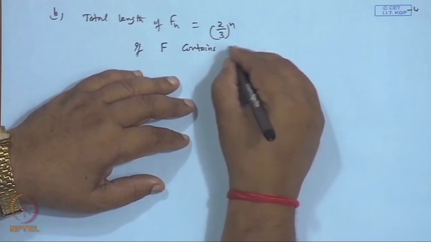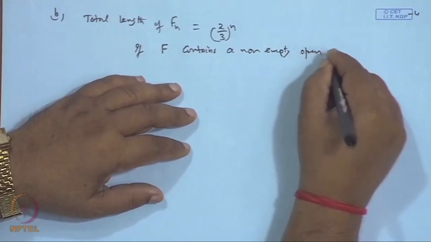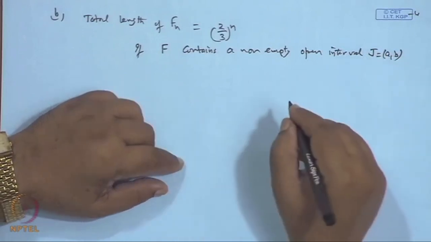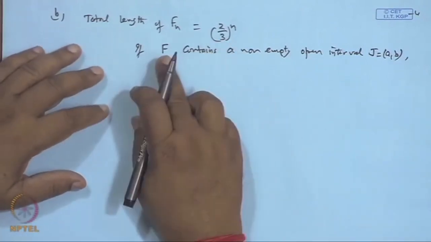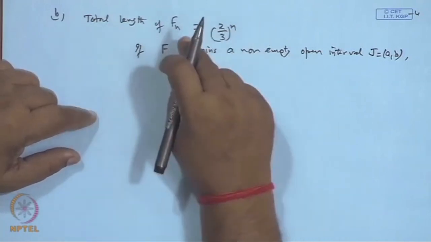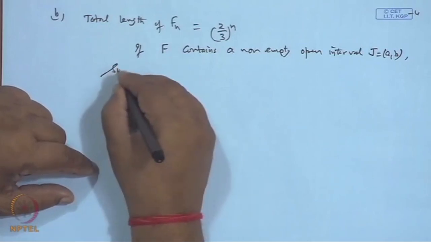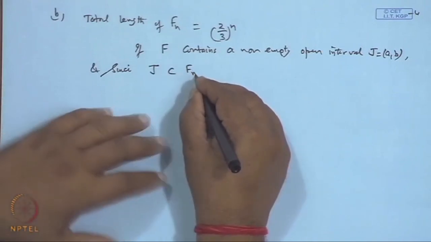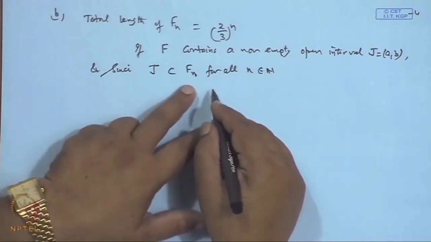Now, suppose F contains a non-empty open interval, say J, of say (A, B), then F is the intersection of all these sets. So, obviously, F1 covers F2, covers Fn and so on. So, basically, since J, which is this open interval, is contained in Fn for all n, for all n, J is contained in this.